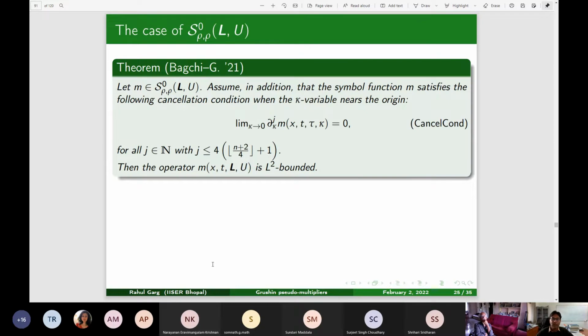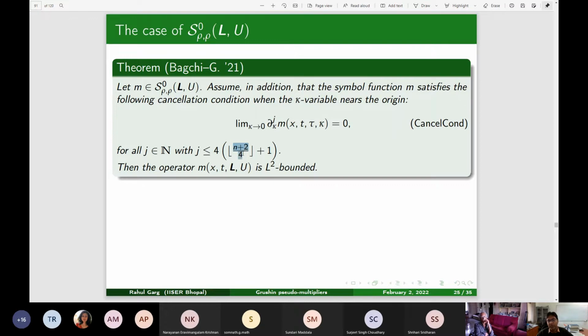This is the result that I would want to quote. So in addition to taking a symbol from rho, if you also tell me that in the last variable, the derivatives are vanishing near 0. So I'm asking for vanishing of the symbols and its derivatives for certain numbers. And these numbers, as you would see, are dependent on dimension, on what dimension you started with.